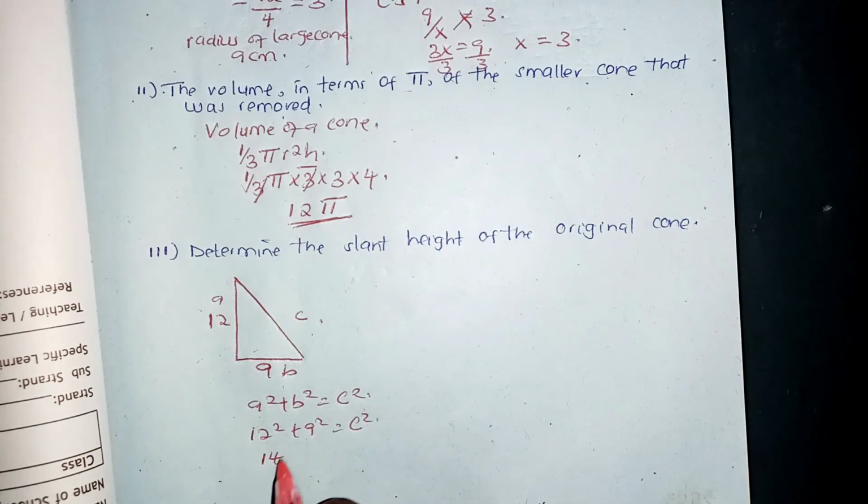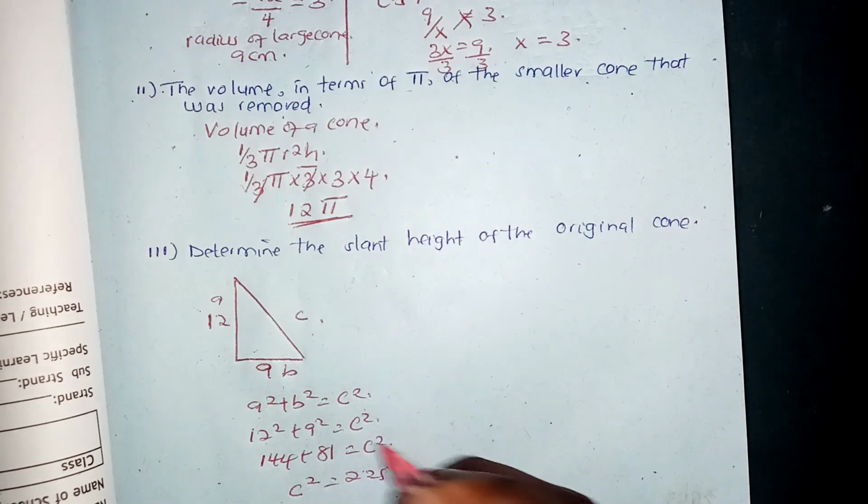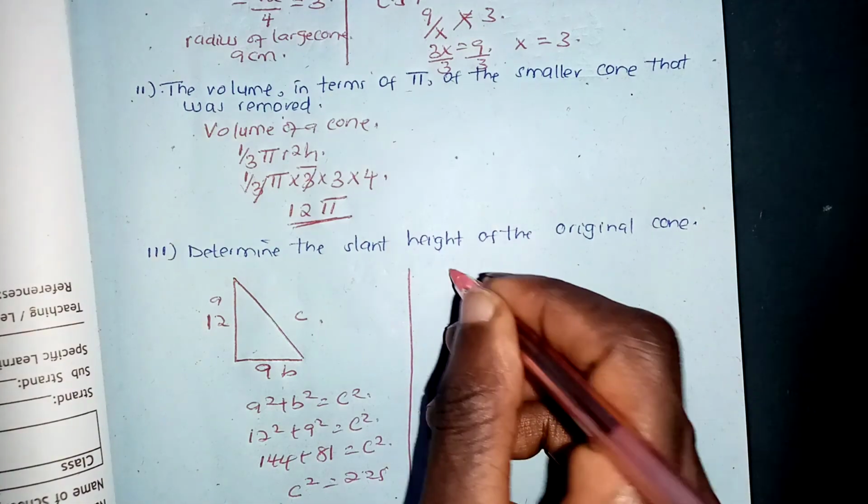This is 144 plus 81 equals C squared. C squared equals 225. Our C is equal to 15.